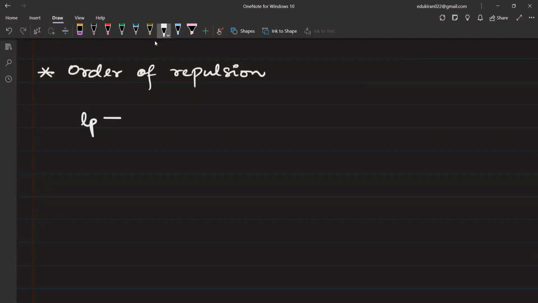Now the repulsion between lone pair and lone pair is going to be highest because lone pair electrons are not bonded. That means they are only controlled by one atom. If they are controlled by one atom, that means they have a kind of liberty to repel each other and they are going to take more space also. So lone pair and lone pair repulsion is the maximum. Then we have the lone pair and bond pair repulsion, and the bond pair repulsion is the least. Write this point, order of repulsion. Lone pair is the highest, lone pair bond pair is the next, and bond pair is the least.